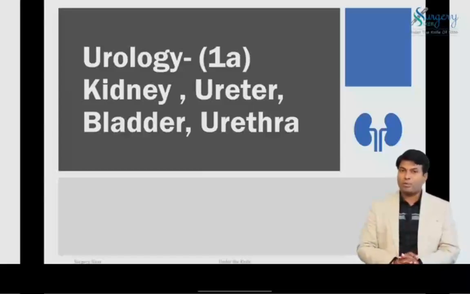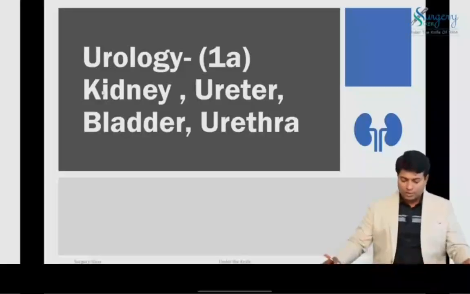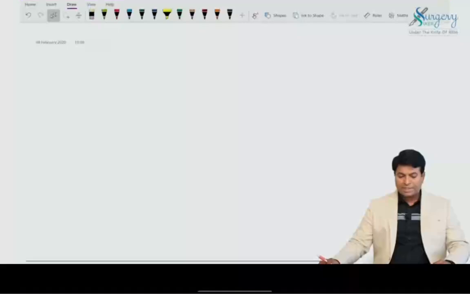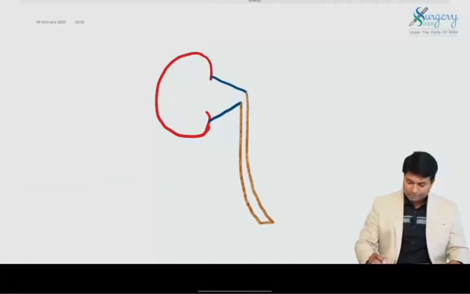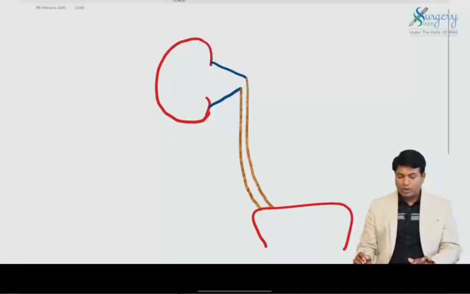In urology we are going to discuss the diseases of kidney, ureter, bladder and urethra. Certain basic points I want you to know before discussion: this is the kidney and this is the renal pelvis. And this is the ureter, and here this is the bladder. So now we are going to discuss only this part of the topic.